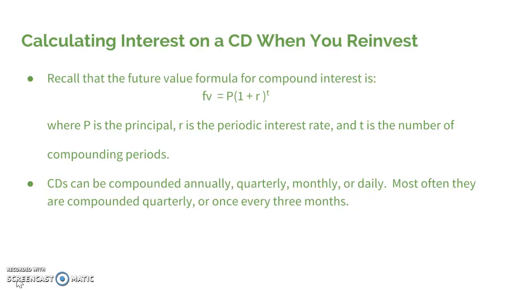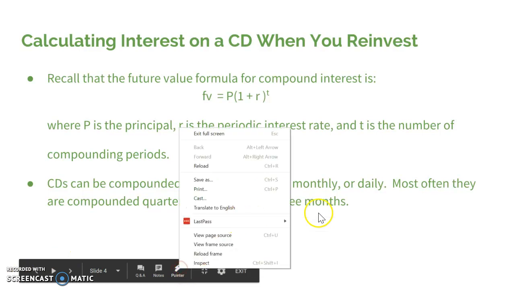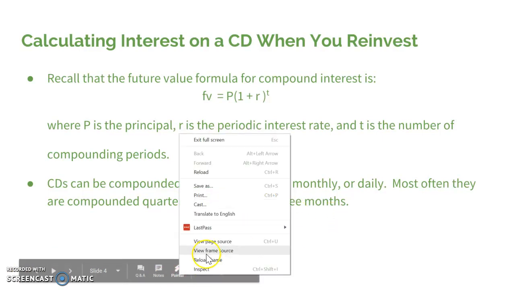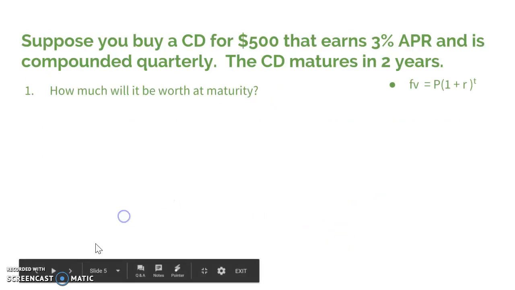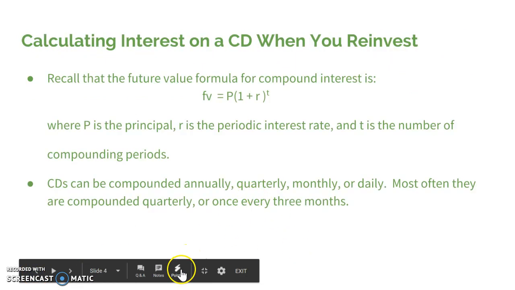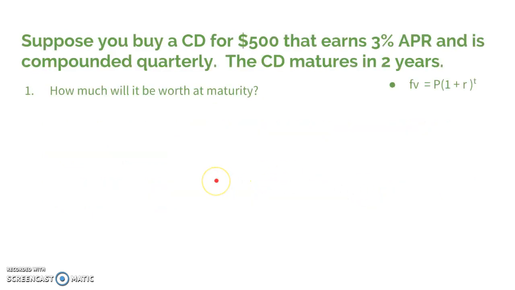So, remember that CDs as well as any other types of savings accounts can be compounded annually, quarterly, which means 4 times a year, monthly, which is 12 times a year, or even daily, which is 365 days in a year.